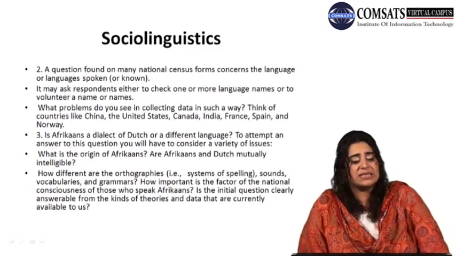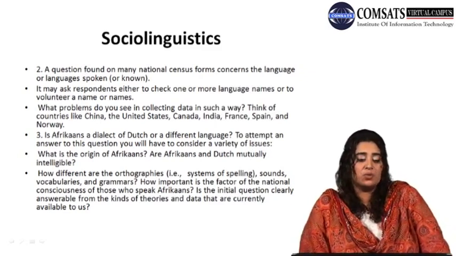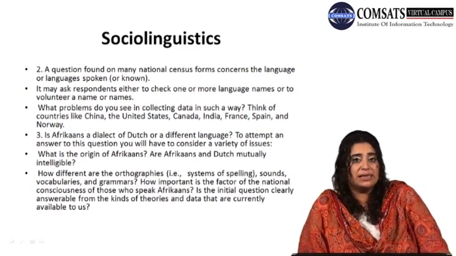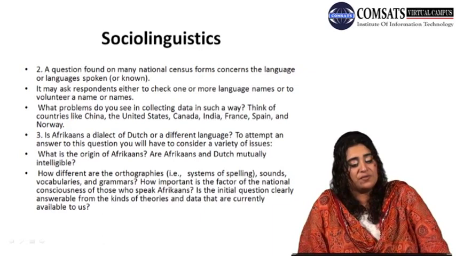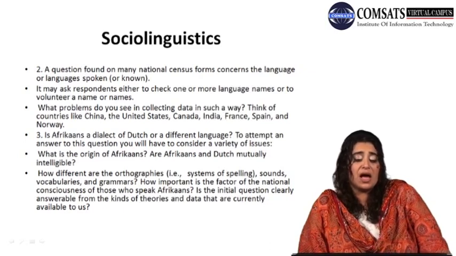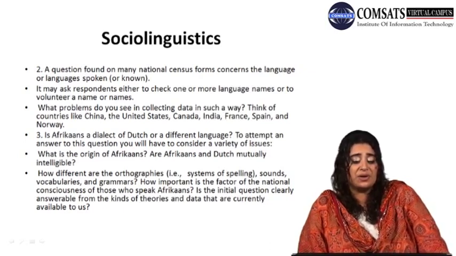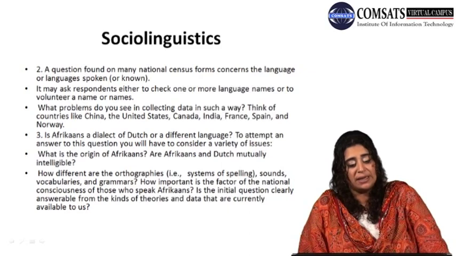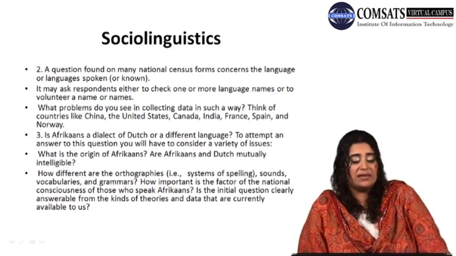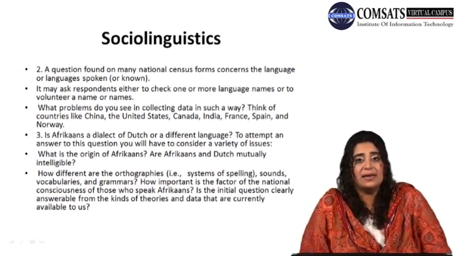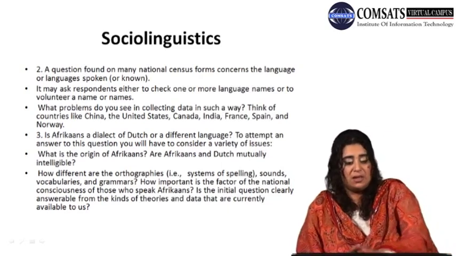What you want to see is, what is the origin of Afrikaans? Are Afrikaans and Dutch mutually intelligible? How different are the orthographies, the systems of spelling, the sounds, the vocabularies and grammars? How important is the factor of the national consciousness of those who speak Afrikaans? Is the initial question clearly answerable from the kinds of theories and data that are currently available to us?